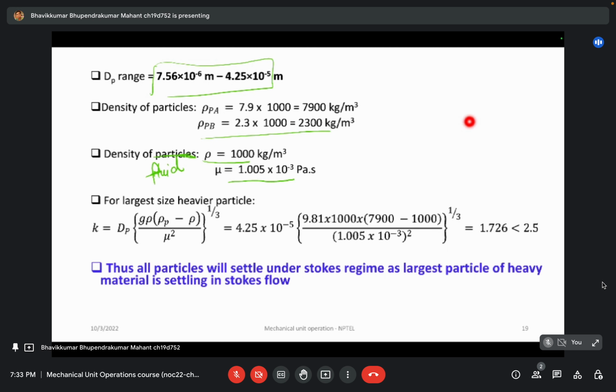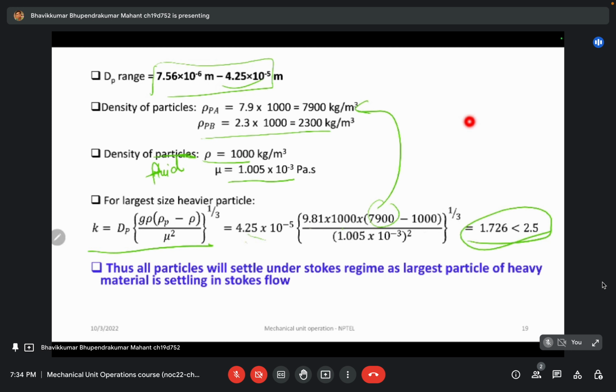Now again we need to find the value of K, because we want to determine in which region the whole process is taking place. So K is equal to dp g rho p minus rho upon mu square, whole to the power 1 by 3. Our dp is the largest particle, g is 9.81, and density is also the heavier particle density, minus 1000, over 1.005 into 10 to the power minus 3 whole square, whole to the power 1 by 3.